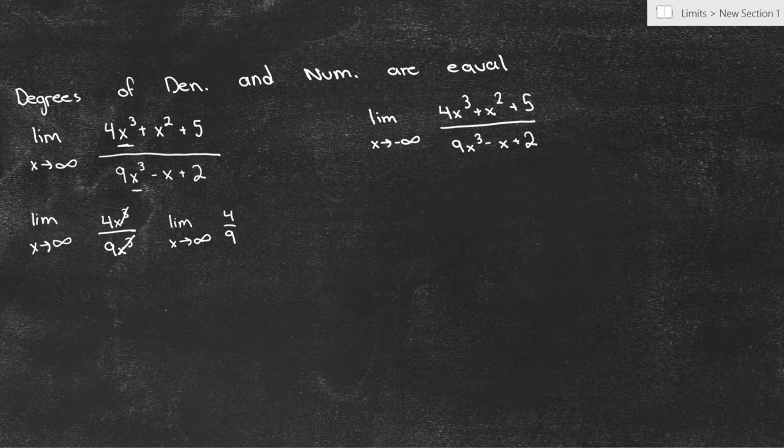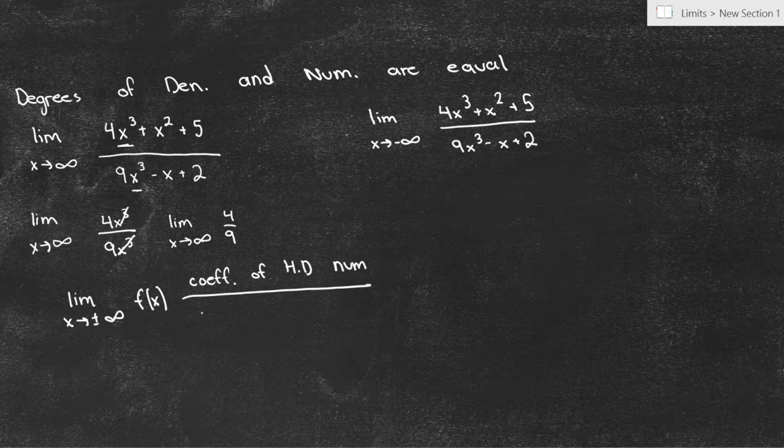So all it is is coefficient division. We can say the limit as x approaches positive or negative infinity, when the degrees are equal, of f of x equals the coefficient of the highest degree term of the numerator divided by the coefficient of the highest degree term of the denominator. It's that simple. And it's the same thing with negative infinity, nothing's changed.